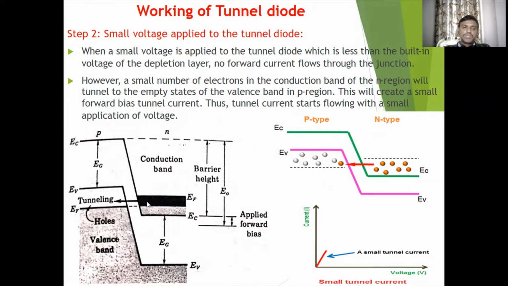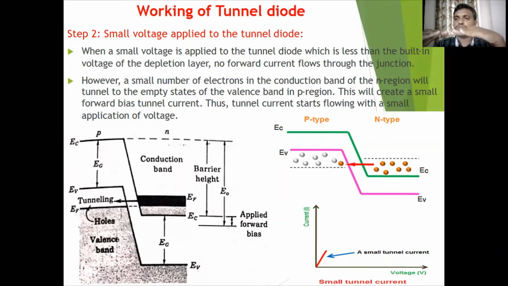Because of that, there is more possibility of electrons shifting from the n side to the p side. Initially, with no bias, it is like this. This one is the valency band and this one is the conduction band. Now if I apply a voltage, the conduction band slightly rises, and the valency band and conduction band almost coincide like this.